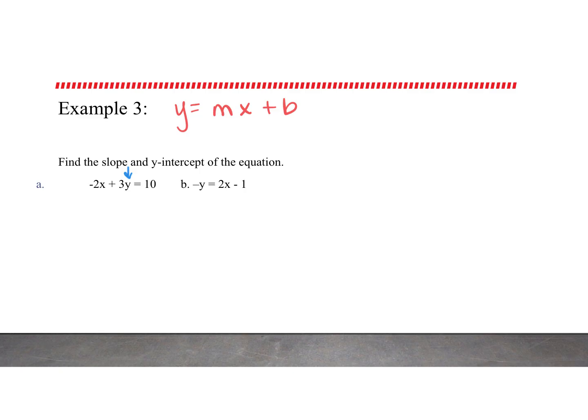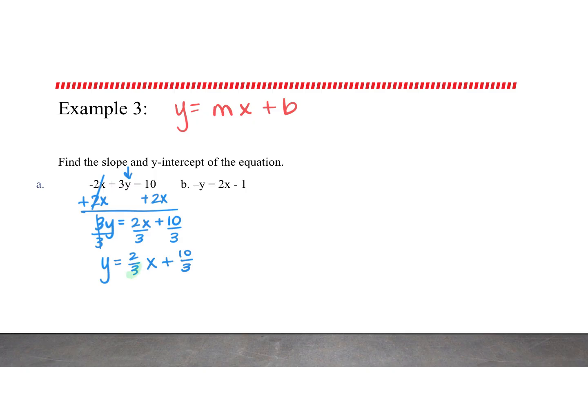And I want to move everything else to the other side. So I'm going to start by adding the 2x to the other side. You always want to add or subtract things before we do any dividing. So now I'm going to divide all of these terms by 3 to get y truly by itself. And that equals 2/3 x plus 10/3.